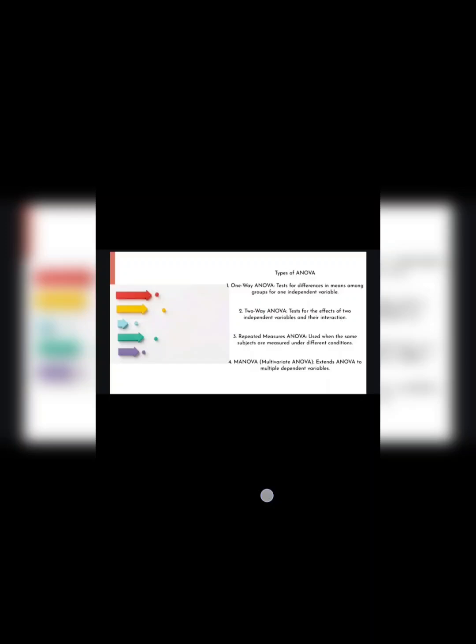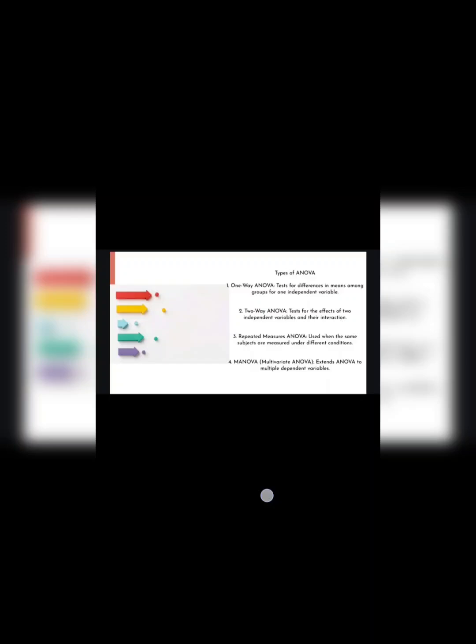The first one is one-way ANOVA. It is a statistical method that compares the means of multiple groups to determine if they are significantly different. And the second one is two-way ANOVA. It is also a statistical method that examines how two categorical independent variables affect a continuous dependent variable.